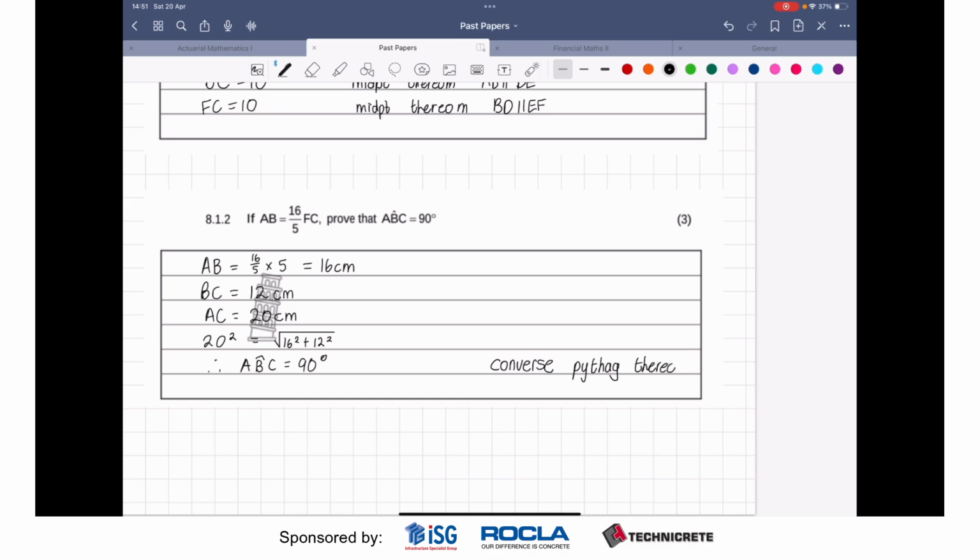The reason I'm writing converse Pythagoras theorem is because the Pythagoras theorem says if I have an angle that's equal to 90 degrees, then the hypotenuse of the triangle squared plus the other two sides of the triangle squared are equal. But we're doing it the other way around. We're saying since the hypotenuse squared is equal to the sum of the other two sides squared, then that angle must be 90 degrees. So it's just the opposite direction of the Pythagoras theorem.